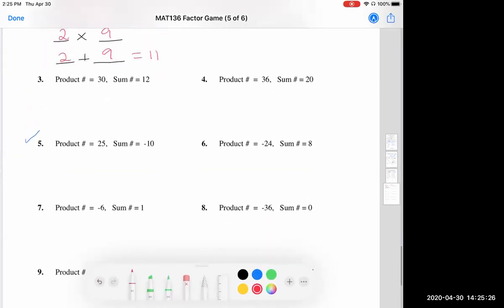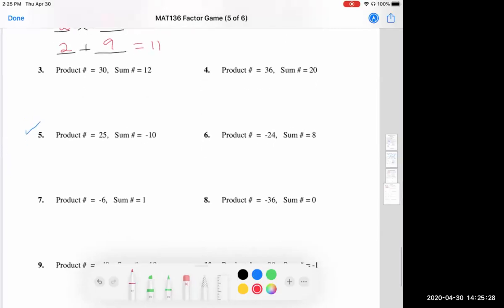5. The product of 25 that add up to negative 10. Okay, so I can get 25. Let's make a quick list. I can get 25 from 1 times 25, 5 times 5. That's the only way I can get 25. I want positive 25, but I want it to add up to negative 10.